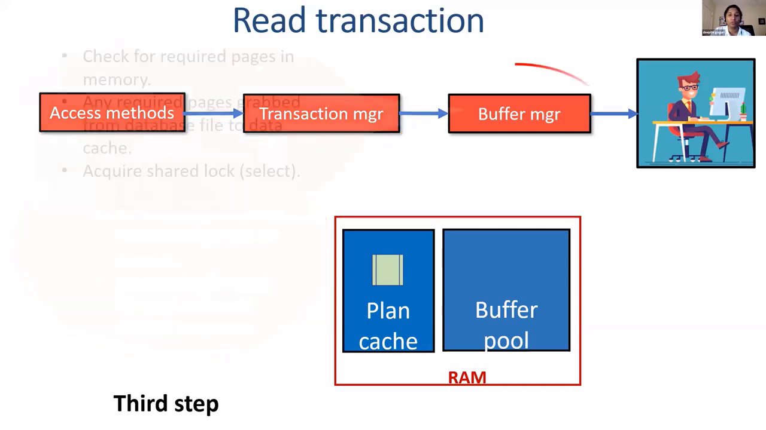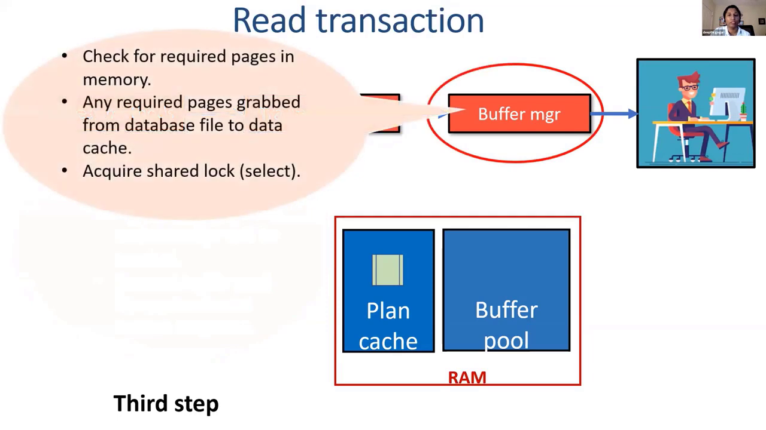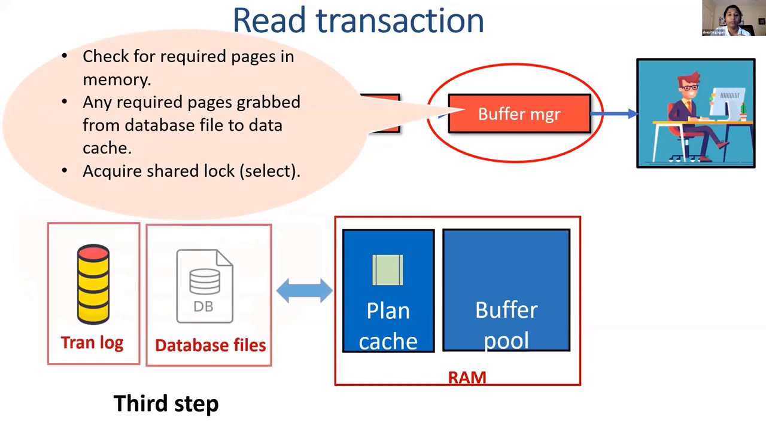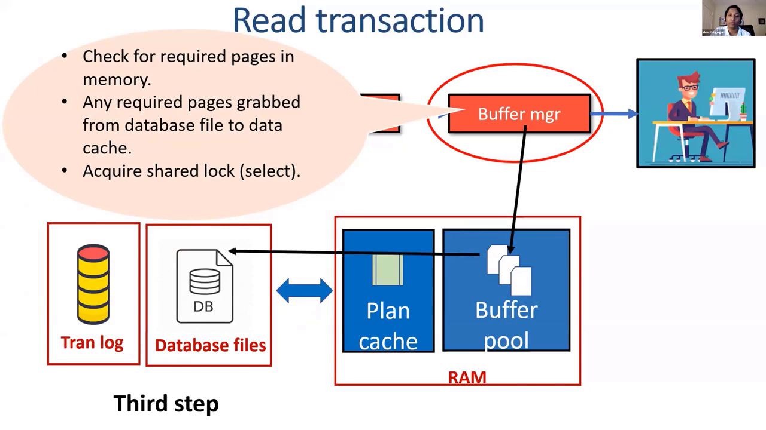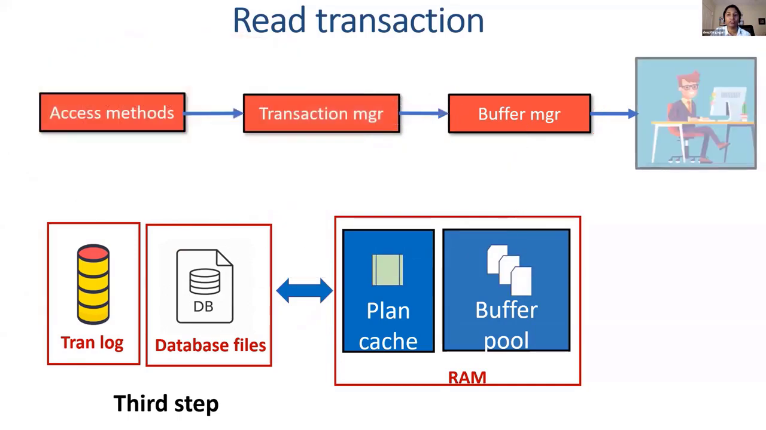Once a query has reached the buffer manager, it will first put a shared lock on the resources it needs, and then check if the pages it requires are already in the buffer pool. If it doesn't have enough pages, it will get the data from the database files in the form of 8 KB pages, might be index pages or data pages. It will grab those pages into the buffer pool, do the select there, and send the results to the query. That's how the read transaction works.